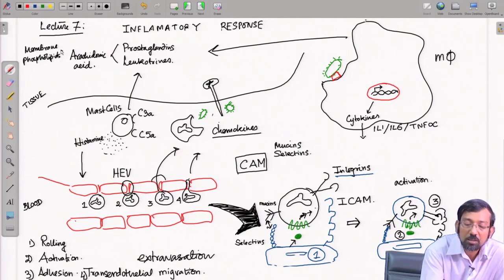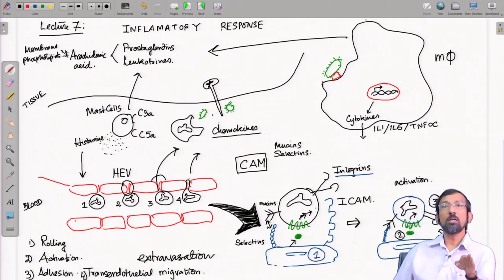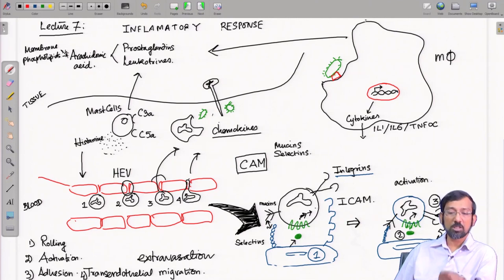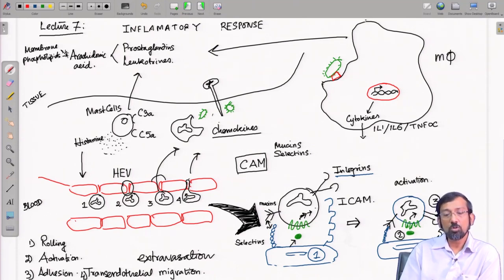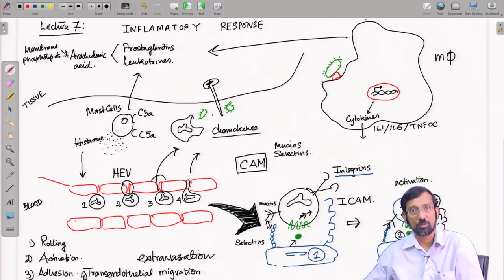So, this we will discuss in more detail when we discuss hypersensitivity reactions. For the time being, we just need to know that the prostaglandins and the leukotrienes come from arachidonic acid, and they are produced by the mast cells as well as by activated macrophages. There is also histamine from the mast cells. Their main function is to increase the vascular permeability and to bring more and more neutrophils to the site of action.